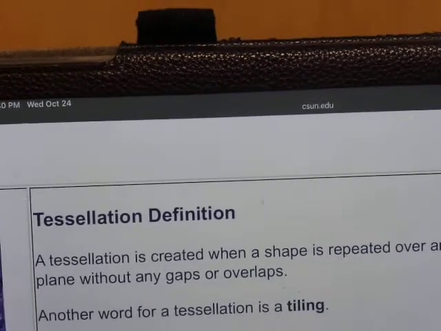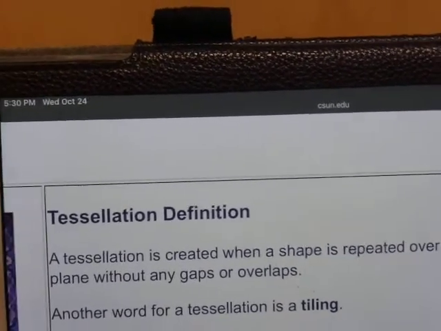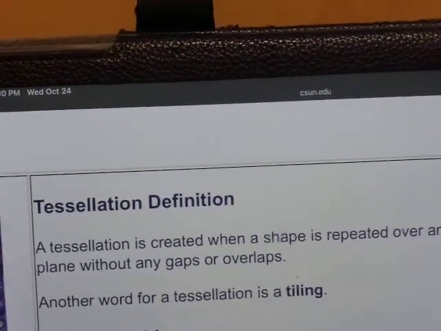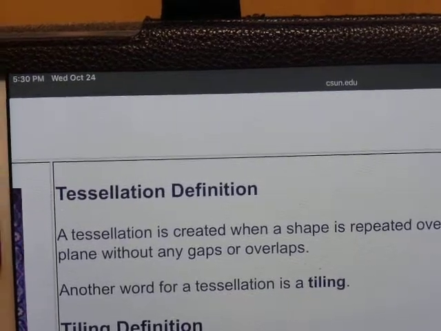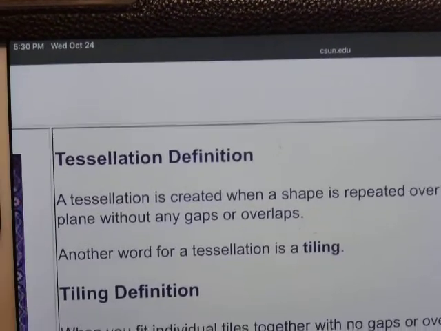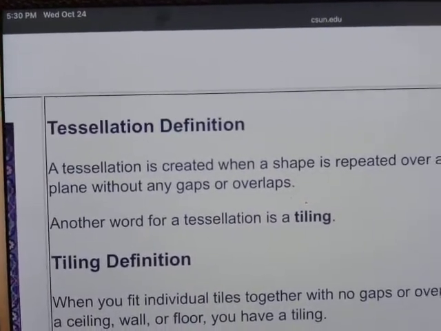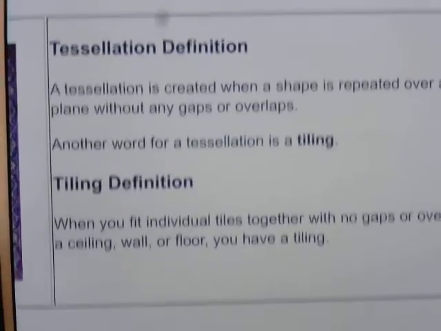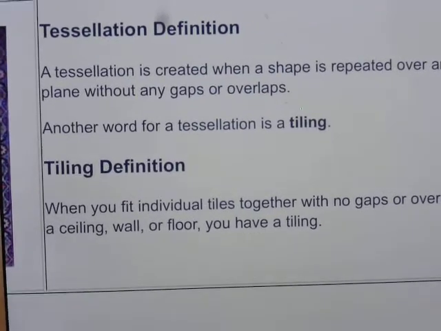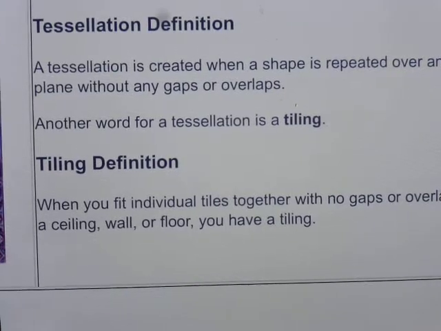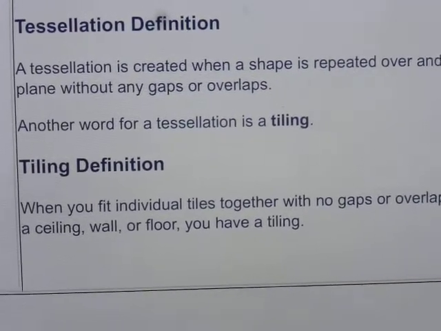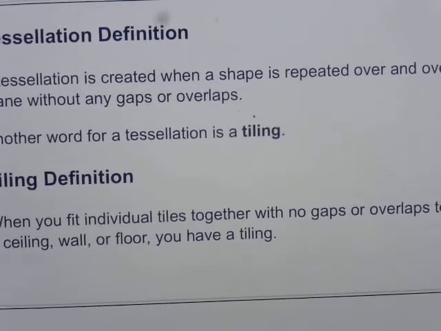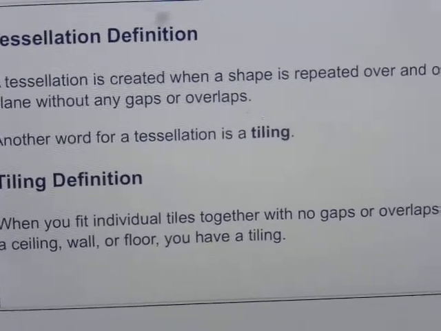Tessellation is created when a shape is repeated over and over again, covering a plane without any gaps or overlaps. Another word for tessellation is tiling. So the definition of tiling is when you fit individual tiles together with no gaps or overlaps to fill a flat space like a ceiling, floor, or wall, you have tiling. So just like the tiles in your bathroom, that's what they're talking about.